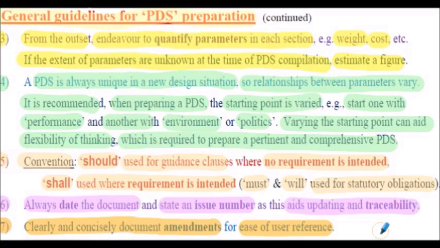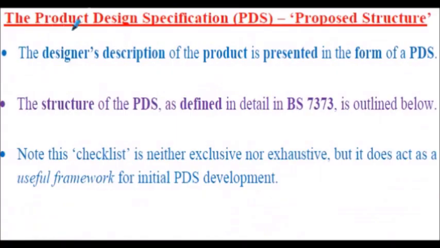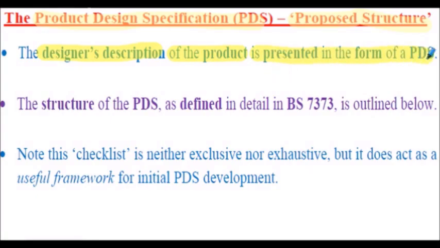So when you raise a PDS in issue number, we usually have a very brief statement as to what was changed in the document. For example, it might say that a particular section has been added or a particular section has been updated, and that helps the engineer focus on the changes within the PDS without having to reread the entire PDS. So let's now consider the PDS and a proposed structure. As I think we're aware, the designer's description of the product or the process, system, etc. we're considering is presented in the form of a PDS.